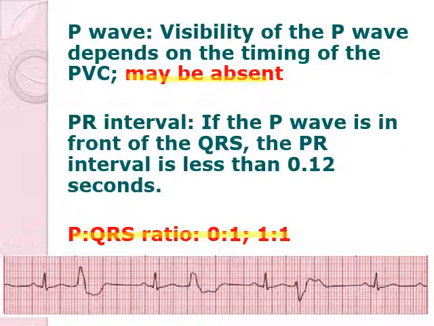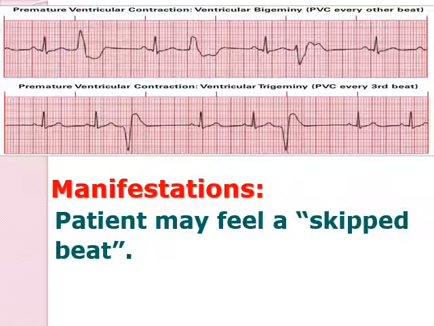If you look at this normal sinus rhythm here, the ratio of the P to QRS is 1:1. However, during the occurrence of your PVC or premature ventricular contractions, a P wave could not be easily discerned. So the patient may usually feel that they are having skips.